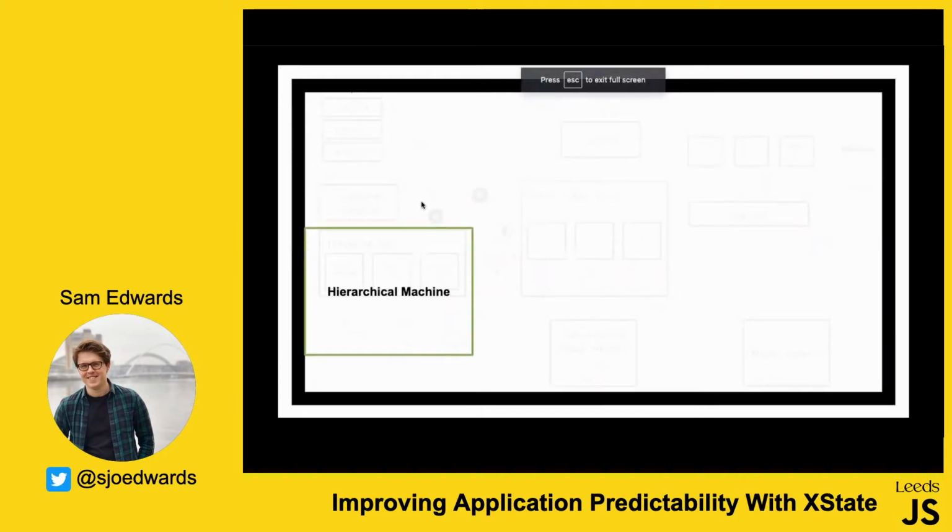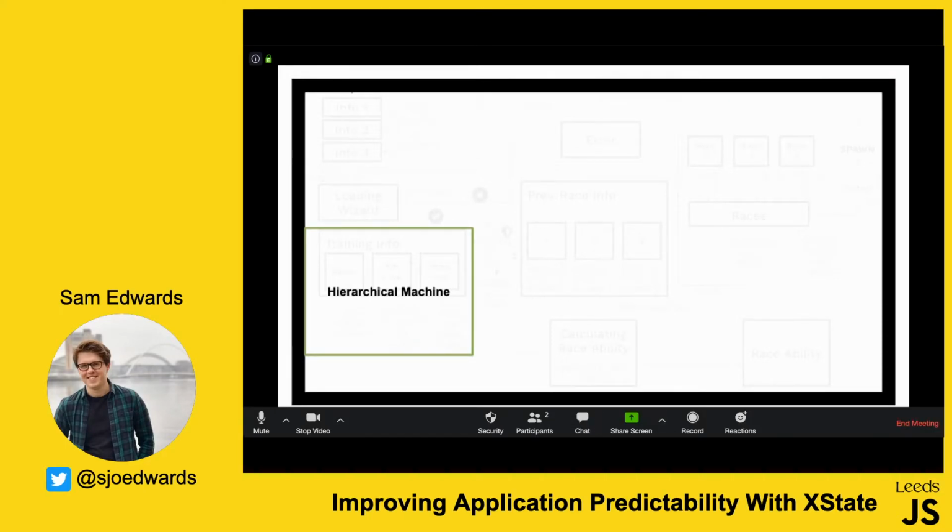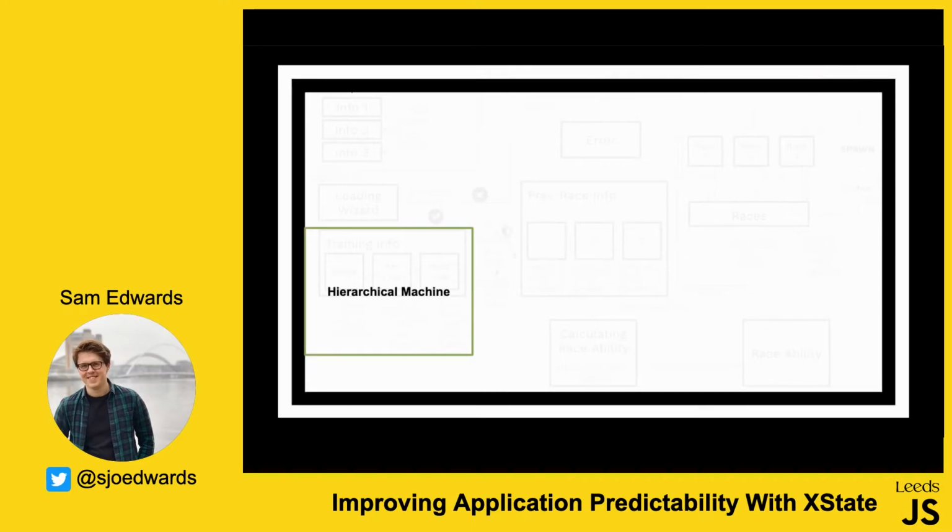Cool, so next thing I want to talk about is hierarchical machines. These are also called nested machines, which I always think is an easier way to understand them. It's a machine within a machine, essentially. So what we're saying is that on the state machine, the parent state will not change until the child states have completed. So it's a way of blocking the user from progressing until they've done certain things.